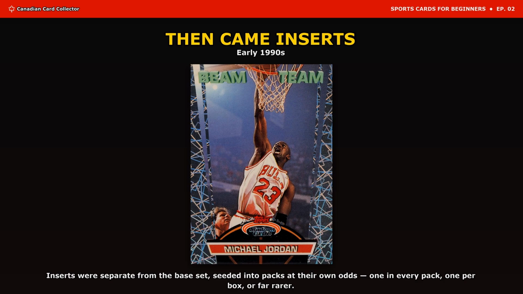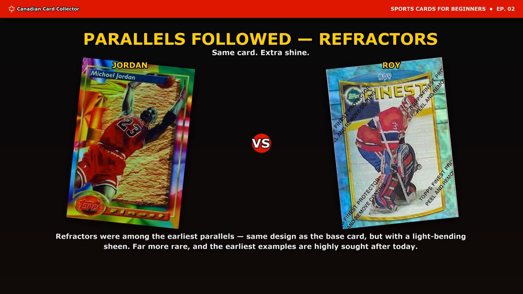They often have a cool title that's displayed, and that just differentiates them and lets you know that you hit an insert. The other differentiators that came shortly after are parallels. The first types of parallels that everybody knows are refractors. Topps Finest produced refractors for the first time in 1993, and these were very similar to the base cards.